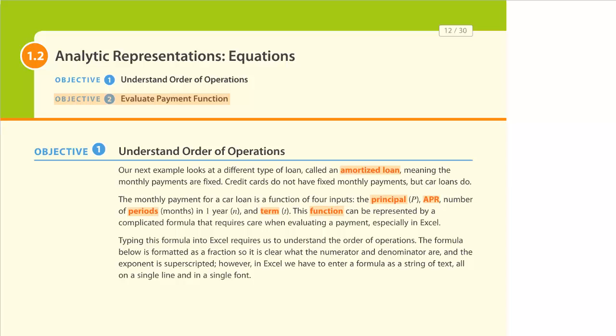Welcome to our further discussion on functions. Now we're going to look at analytic representations, i.e. some equations. So the next example we're going to take a look at is called an amortized loan, meaning that your monthly payments are fixed.